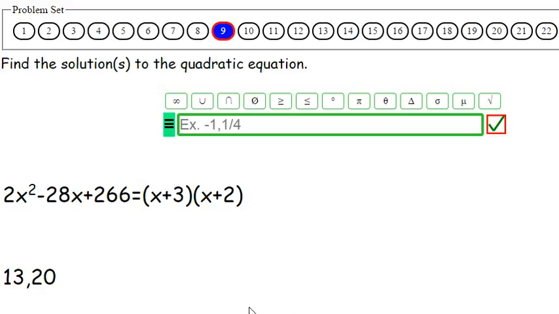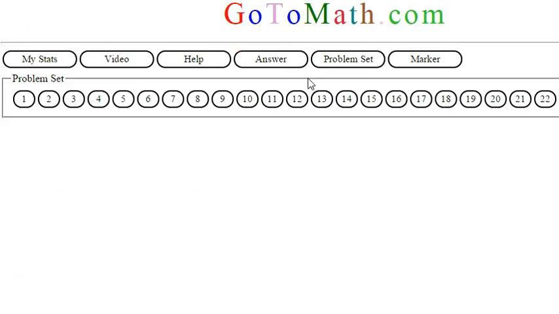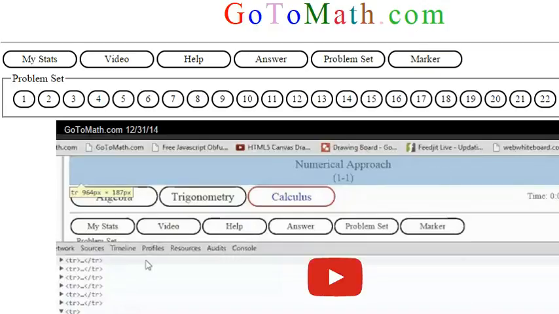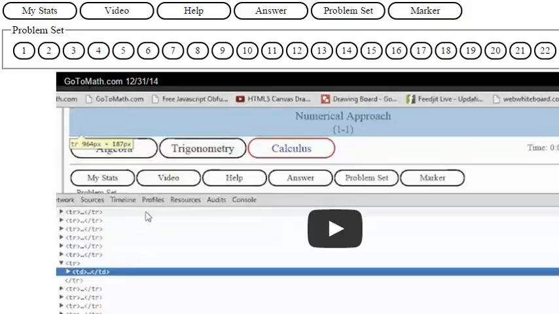Alright, what do we got going on? We're done. We are done. We're over here at gotomath.com. Come on by, practice factoring, solving the quadratic. Well, we're solving quadratic equations. You got to be careful. We hadn't talked about the quadratic formula yet.